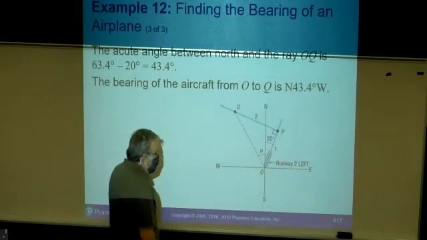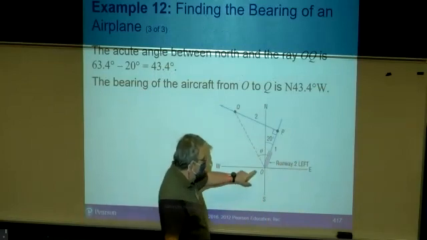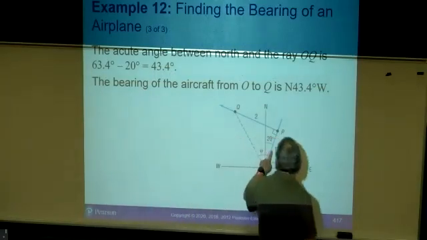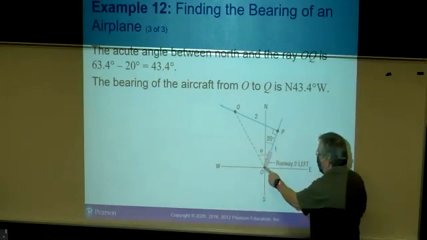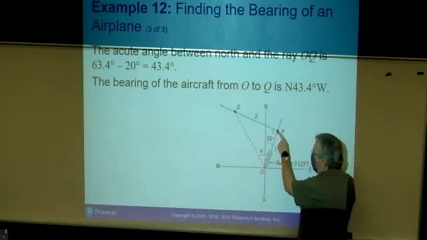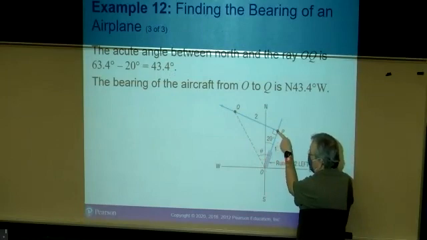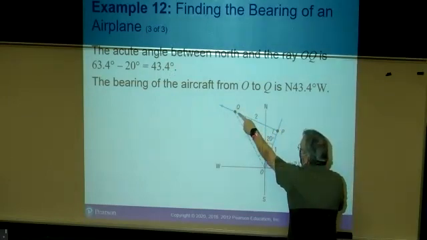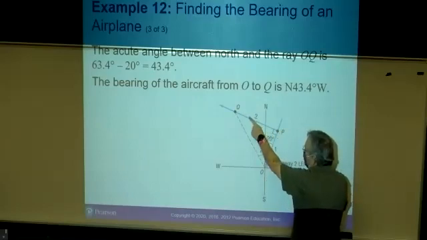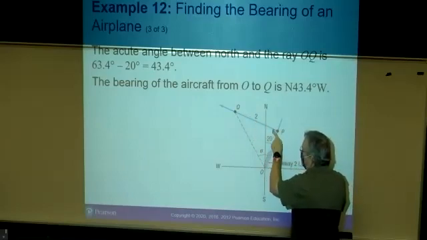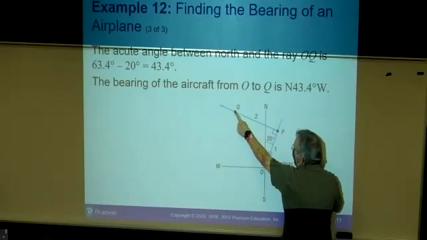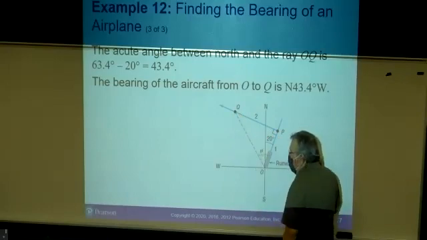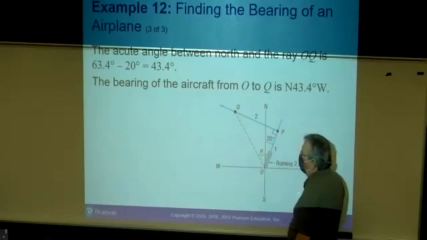Especially since, yeah, they're saying you leave here and you're going, after so many minutes, then you turn 90 degrees to the west, going west. And then you fly for so many minutes, what's your new bearing? What's your new bearing? Yeah.